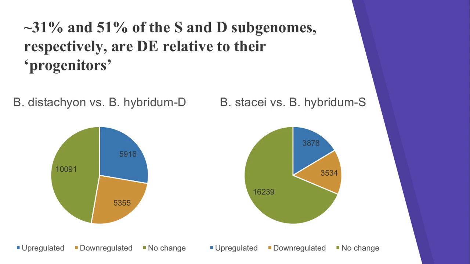But I put progenitors in quotes here because I think it's important to keep in mind that these are not the true progenitors of the polyploid. The only way we could get those is if we had a time machine, but unfortunately, we don't have one of those, so we have to compare it to the modern diploids, and furthermore, to modern accessions that aren't necessarily the most closely related accessions to the true progenitors. So these numbers, a third and a half, are probably a bit inflated for that reason.